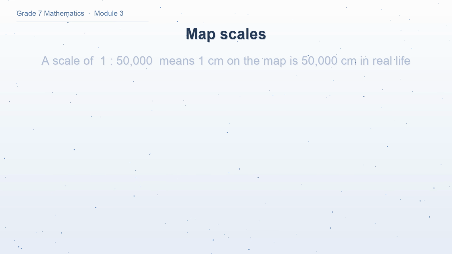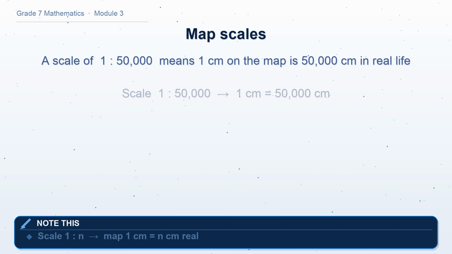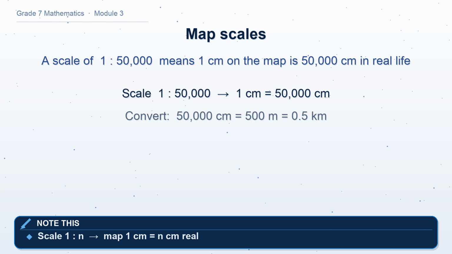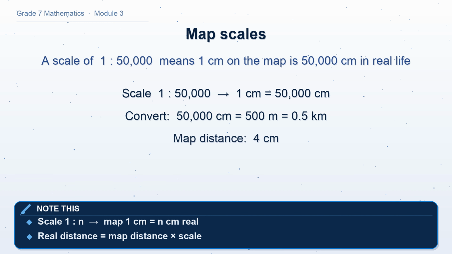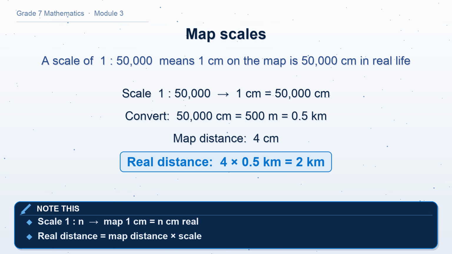A map scale is a ratio between a distance on the map and the real distance on the ground. A scale of 1 to 50,000 means 1 centimeter on the map stands for 50,000 centimeters in real life. 50,000 centimeters is 500 meters or half a kilometer. So if 2 towns are 4 centimeters apart on the map, the real distance is 4 times half a kilometer, which is 2 kilometers. The scale is just a ratio, so the same multiply and convert method always works.